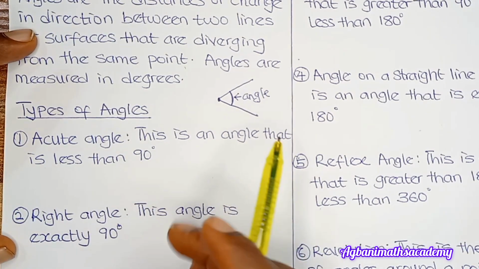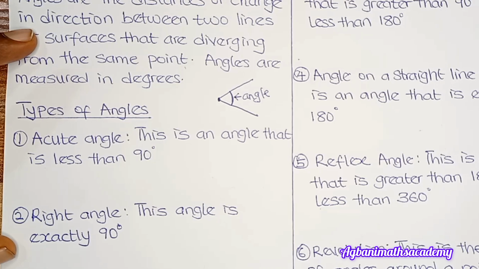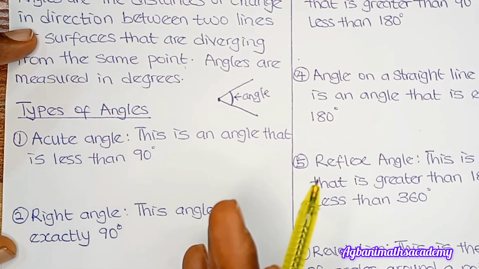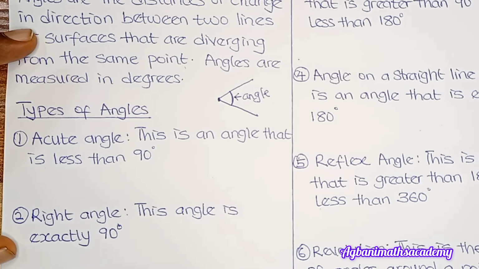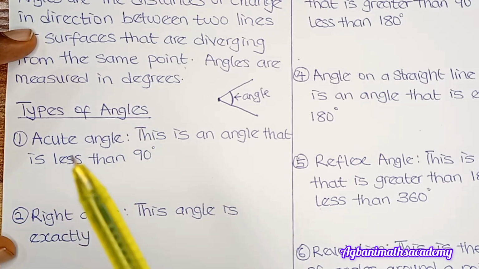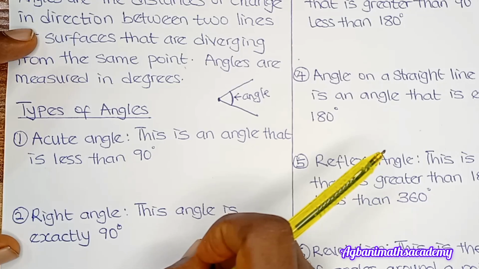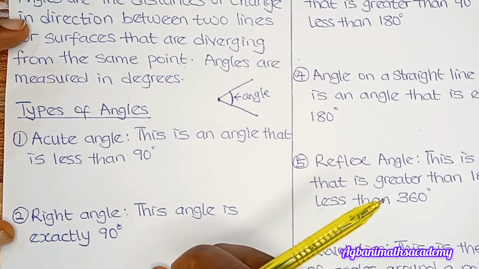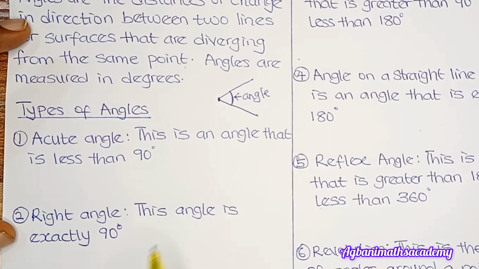Examples are: 1 degree is an acute angle, 45 degrees is an acute angle, 60 degrees is an acute angle, 89 degrees is an acute angle, and 89.9 degrees is still an acute angle. So any angle that is less than 90 degrees is an acute angle. Next we have the right angle.